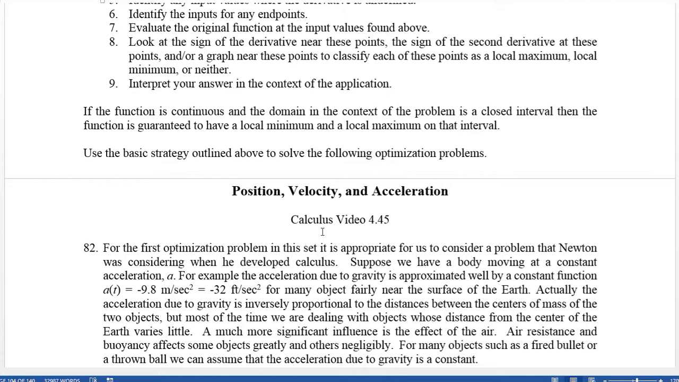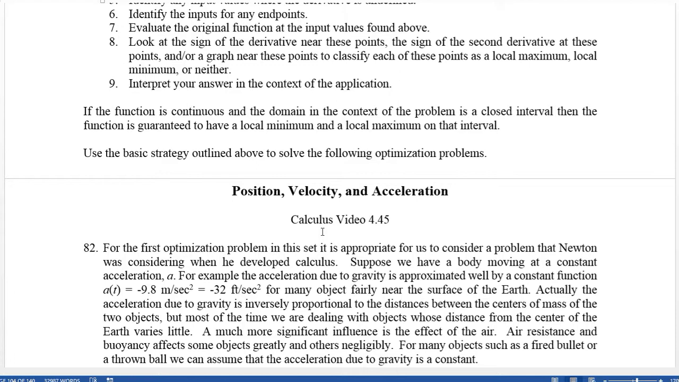In fact, the acceleration due to gravity is actually not constant. It's inversely proportional to the square of the distance between the centers of masses of the two objects. However, if an object is fairly near the surface, where most of us are likely to spend our entire lives, the highest any of us ever get is 4 or 5, maybe 6 miles up in an airplane, even that's fairly close to the surface of the Earth.